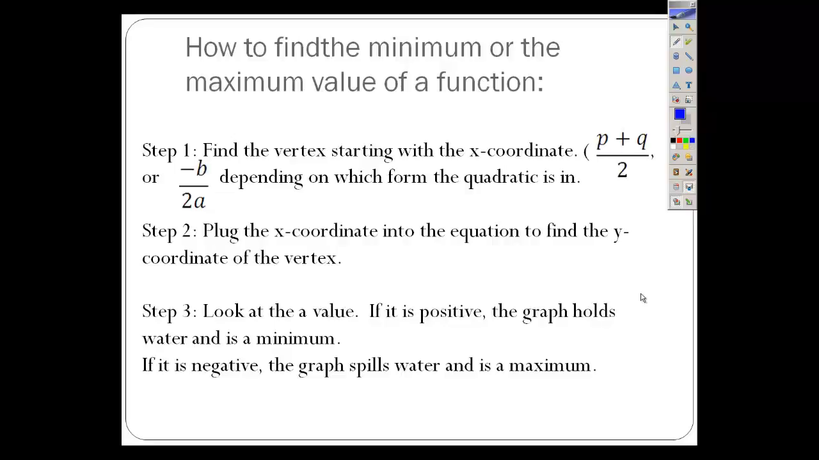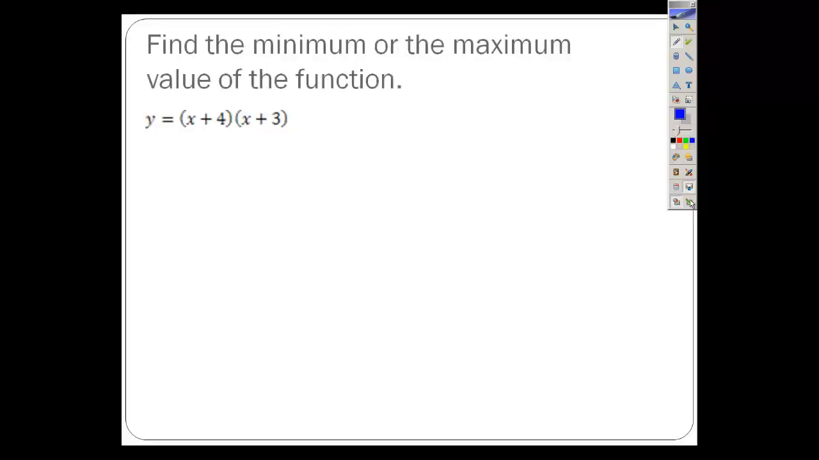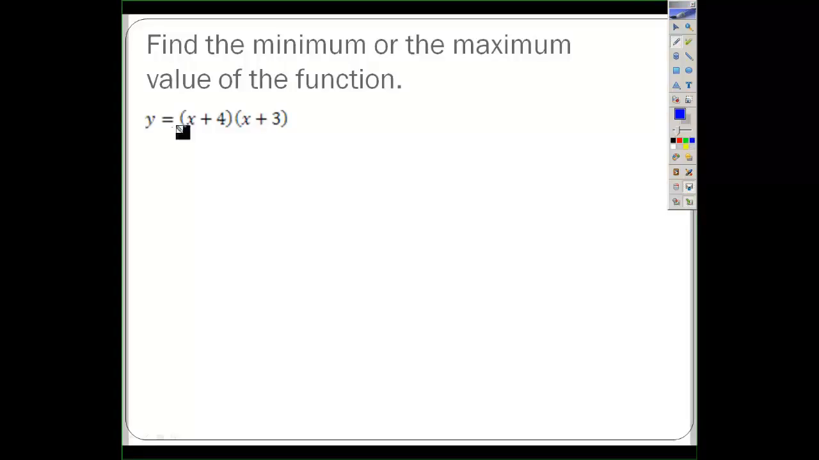Once you have the vertex, you don't have to graph it or anything. So let's just find the minimum or the maximum value of the function. First let's determine what it's going to be. I know my a value in this case is positive, so I know my graph is going to open up. I'm going to say right now, whatever my vertex is, it will be a minimum, just by looking at that first number. I need to find my vertex though.